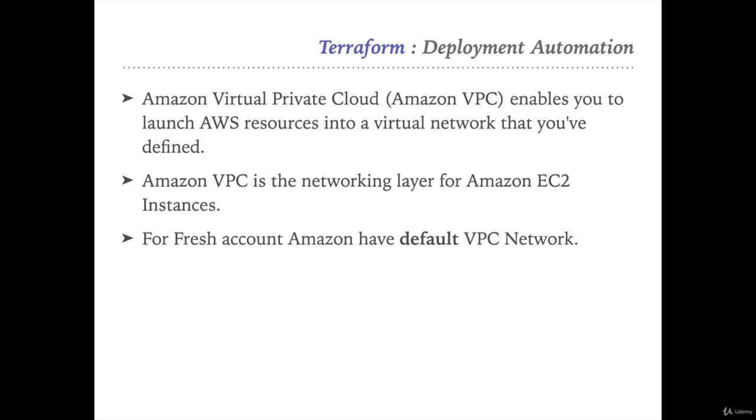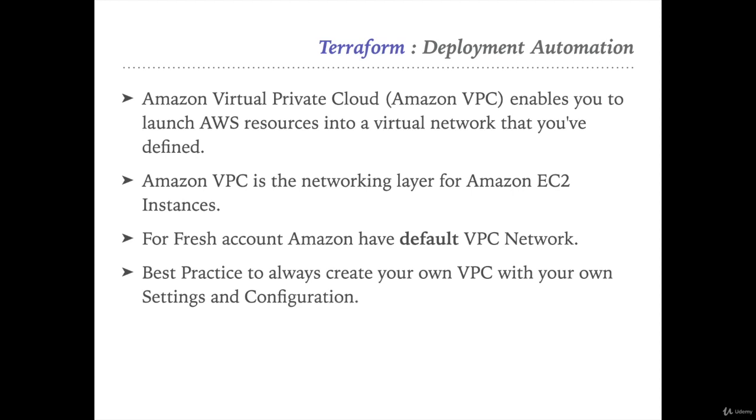in AWS. It is best practice to always create your own VPC with your own settings and configuration. Although the default VPC network is there, it has the default configuration defined by AWS. Whenever you are working in your organization, setting up the machine or the network for production, it is a best practice to configure your own VPC with your own settings and configuration, because you know very well what your requirement is, and as per your requirement you can create the network which will be used by your instances in the production machines.